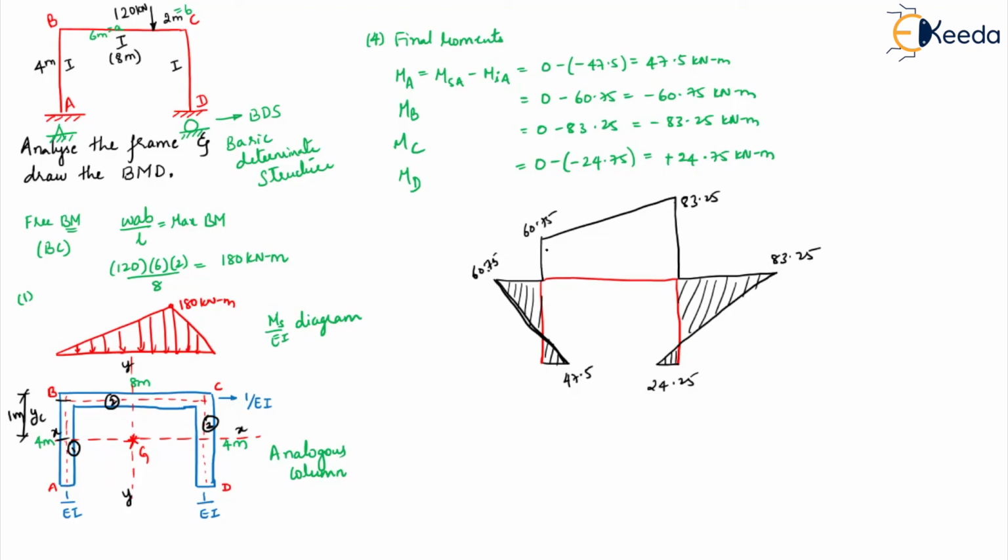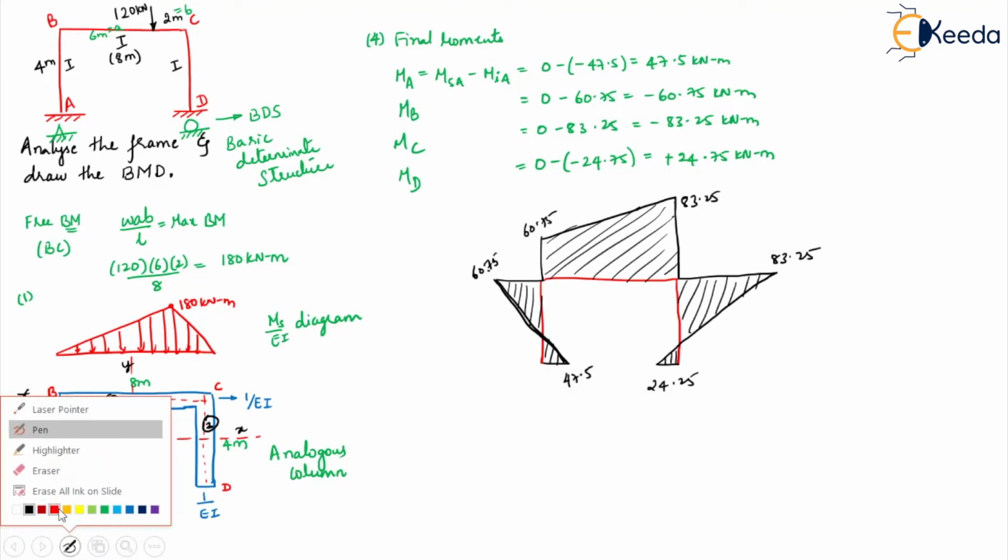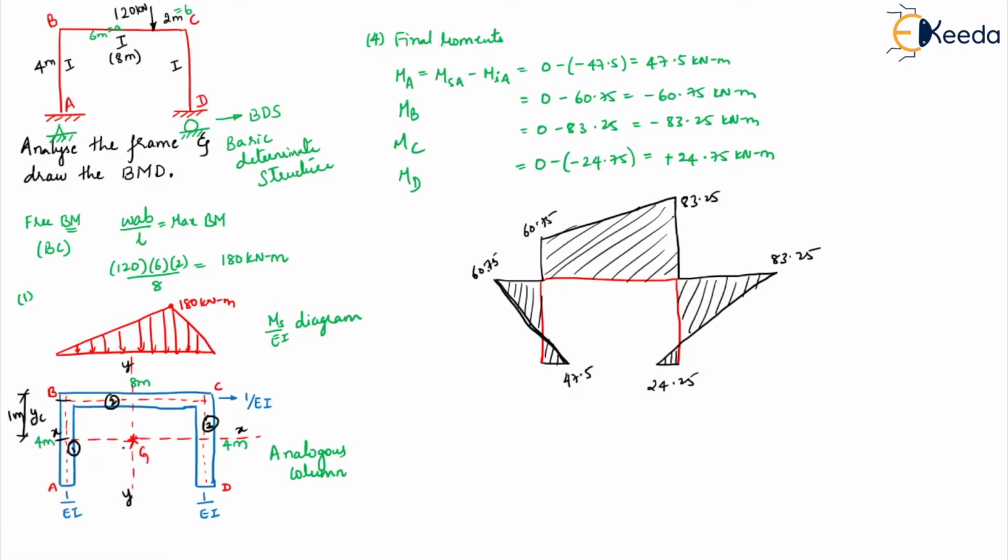So these are because of the final end moments. Right, now along with this, the free bending moment diagram should also come. There's only loading on span BC. We got it as 180, right? So 180 will go somewhere on top. Here, this is a linear line. So this portion will be 180 kilonewton meter. So all these units are kilonewton meter. So this is your final bending moment diagram.